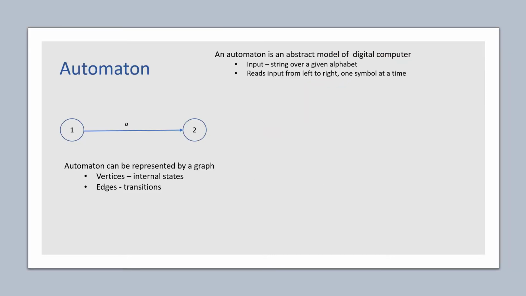All right, so first let's remember what an automaton is. An automaton is an abstract model of a digital computer. It takes input, which is a string over a given alphabet. It reads input from left to right, one symbol at a time. So you need to be familiar with what an alphabet is, a string is, and symbols of an alphabet and all of that. You can represent an automaton, which is singular for automata, by using a graph.